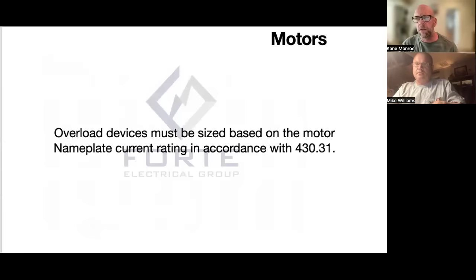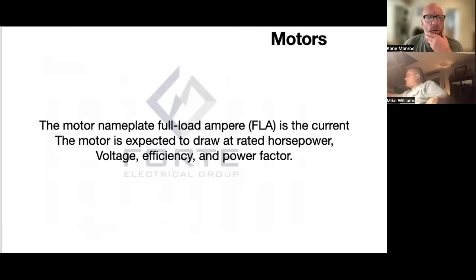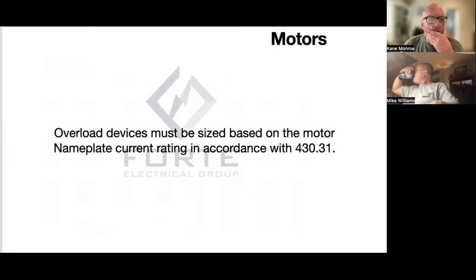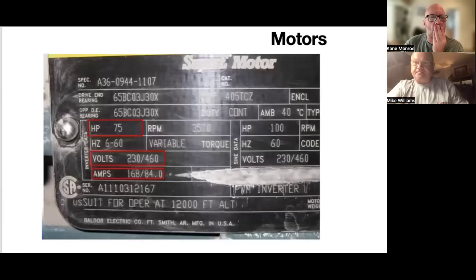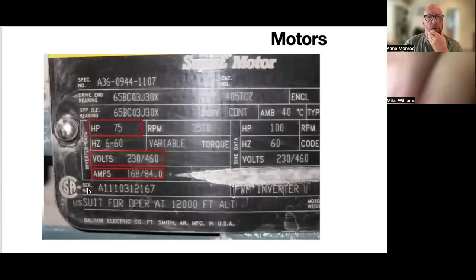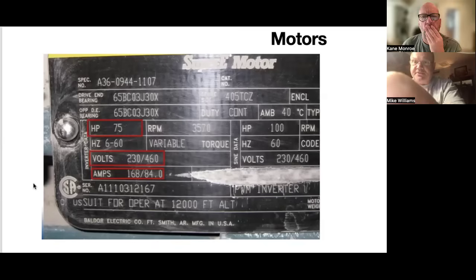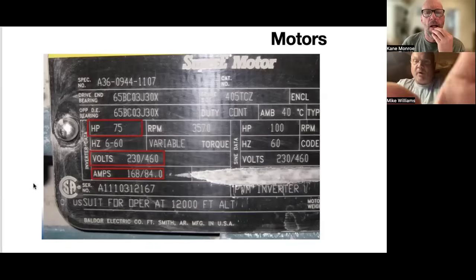All right. Now this is going to be step 2. What we did is we actually went through step 1 of the flow chart here. Now we're getting into step 2. So the overloads, and we already went over that table. Okay, the motor nameplate, 75 horsepower, 230, 460 volt, average 168 to 84. Right. We have to figure out what we're wiring this motor to.